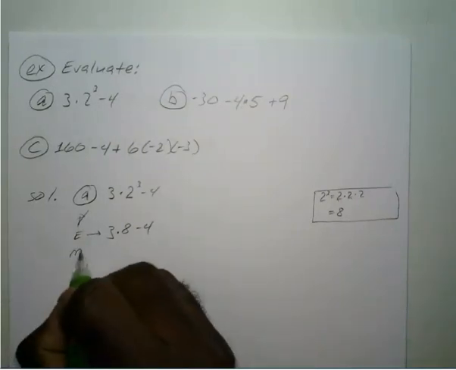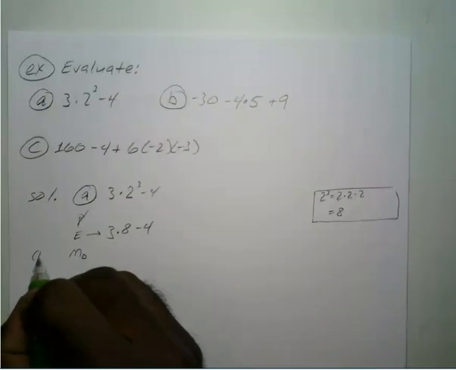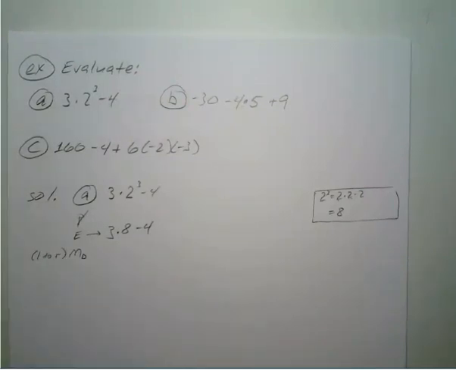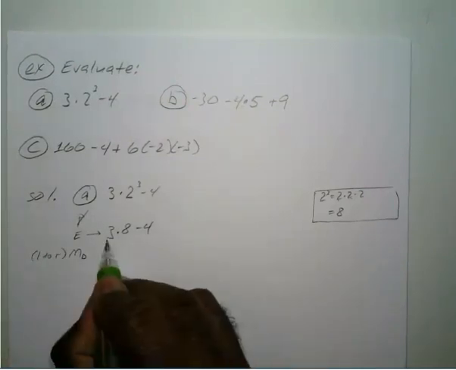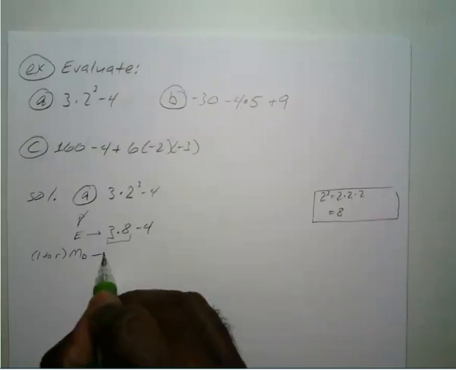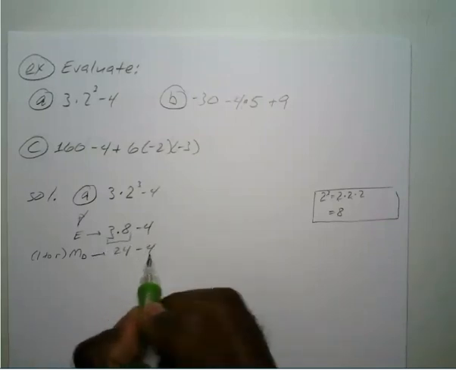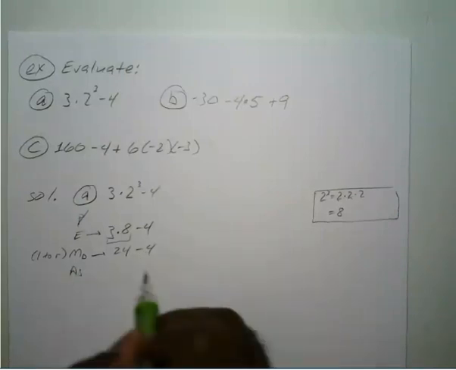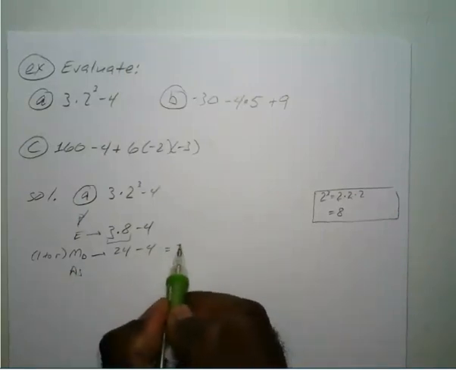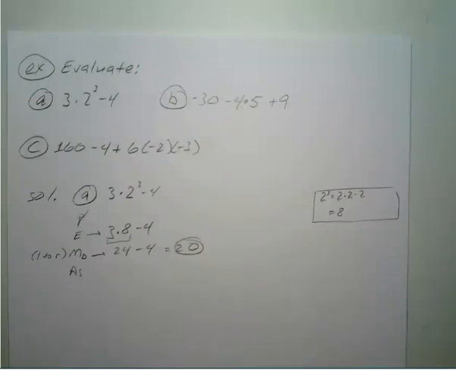Then we do our multiplication and division from left to right. This is the only multiplication or division that we have. So 3 times 8 is 24. So you have 24 minus 4. Then we do our addition or subtraction. 24 minus 4, which is 20. Okay, so that one didn't have any negative integers in it, just positive.